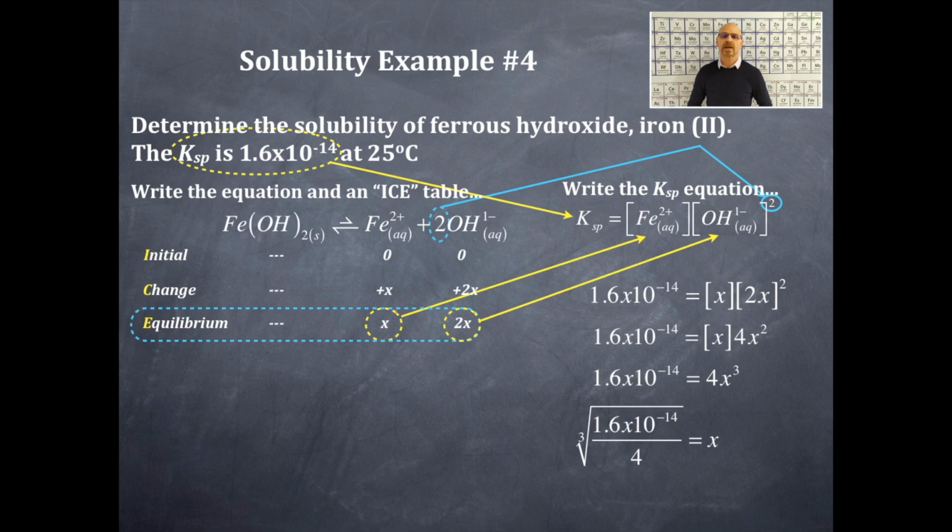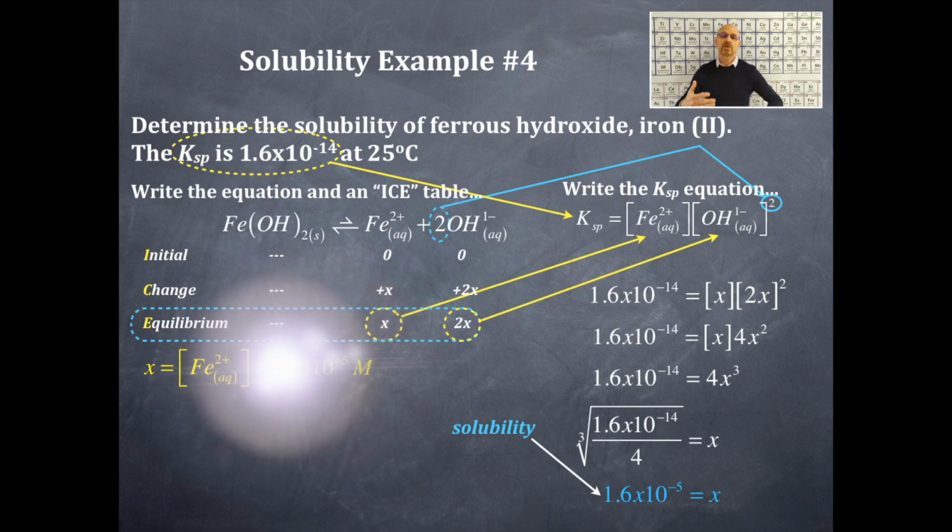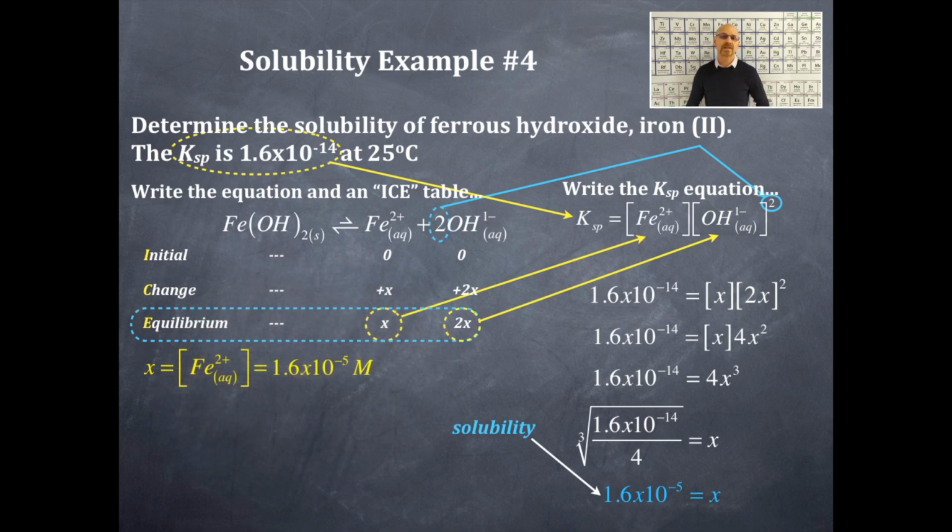I'm going to plug this all into my calculator. Hopefully you are aware of how to do that, and this is the value you're going to get. It's 1.6 times 10 to the negative 5. What is this? Well, this is the solubility because this is what x equals. x is always equal to the solubility. So x is also equal to the ferrous ion concentration, which of course, if you're asked for the ferrous ion concentration, that's equal to the solubility since they are both equal to x, and that is 1.6 times 10 to the negative 5 molar. What is the hydroxide ion concentration?